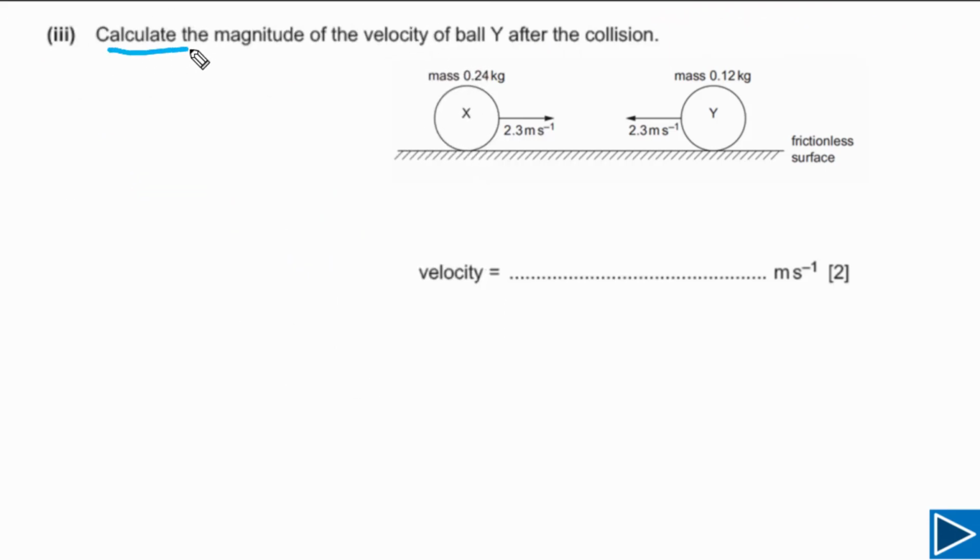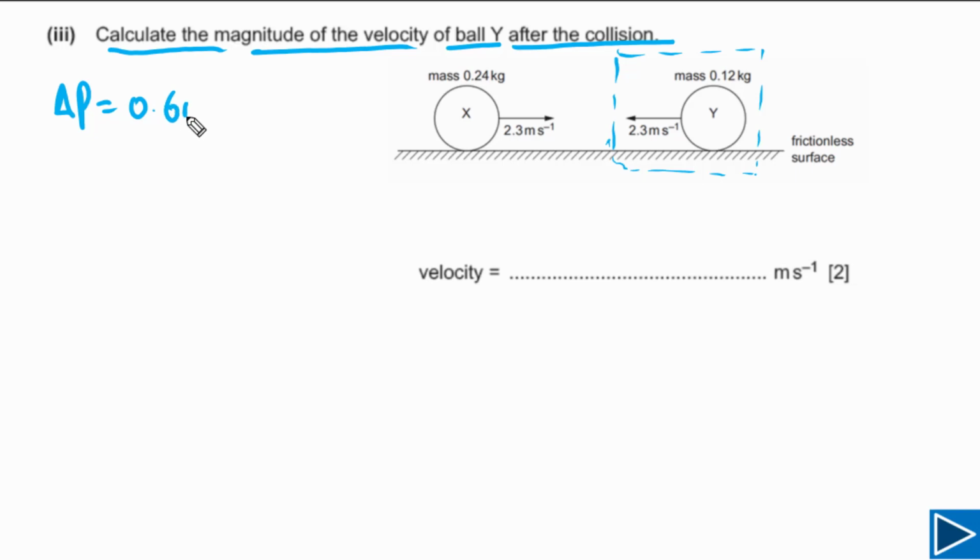For this question, we need to calculate the magnitude of the velocity of ball y after the collision. But this question is a little bit tricky, so let me explain to you. Our main focus in this case is ball y, so we have to focus on this one. For this question, we have already calculated the change in momentum, delta p, that was equal to 0.60 Newton second.